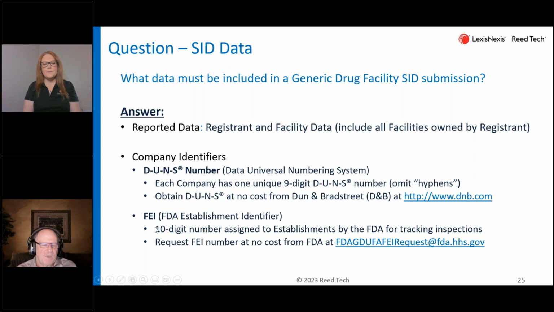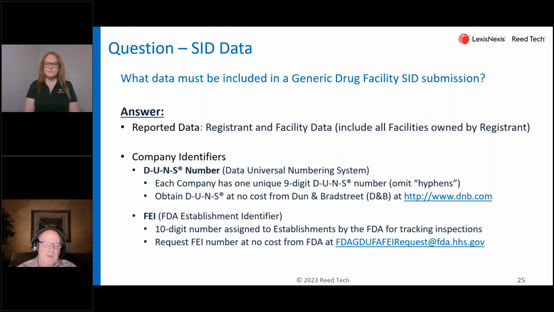office and site. The other company identifier is controlled and assigned by the FDA. So FEI, the FDA establishment identifier, has some long-standing use, and it's still used by the FDA for tracking some of the sites and identifying various locations for inspection purposes. This is a 10-digit number. And again, it's no cost. You can request an FEI number if you don't already have one, or you can follow that email and check to see if your company already does have one.